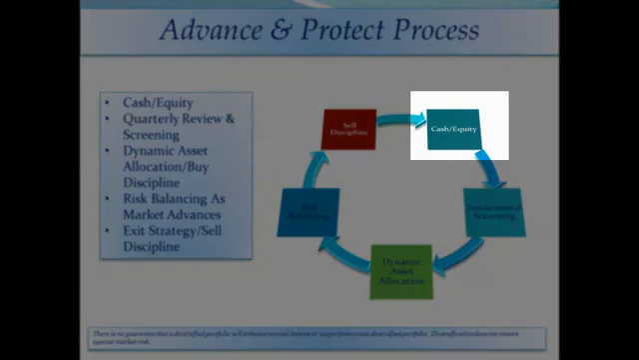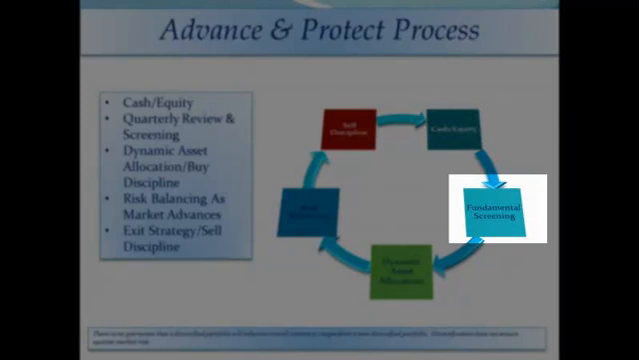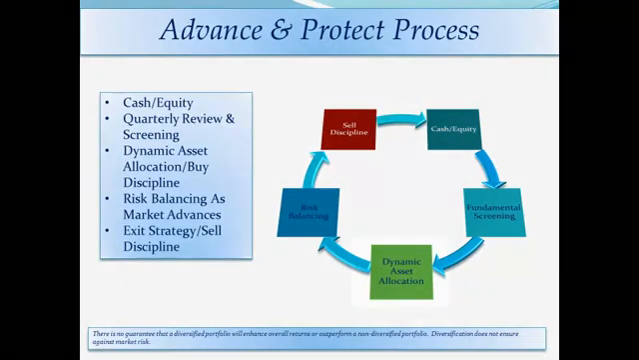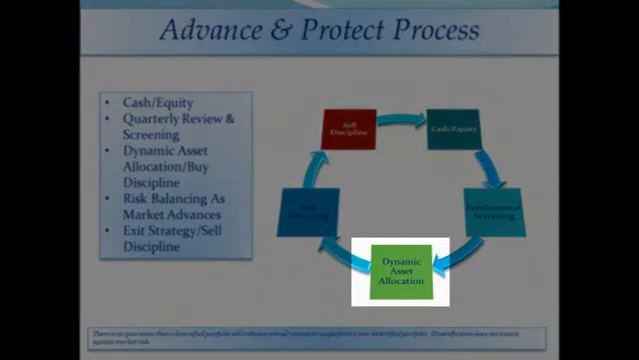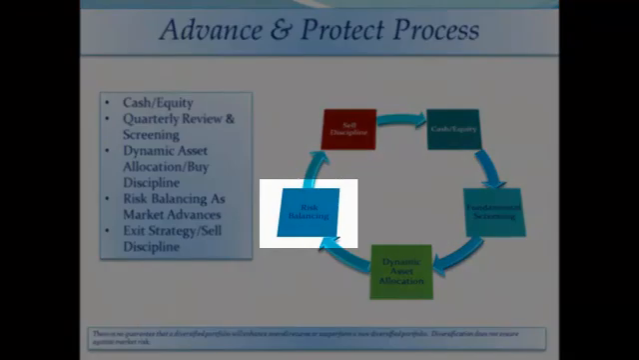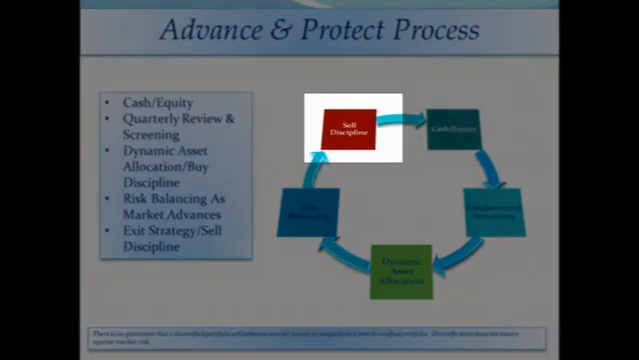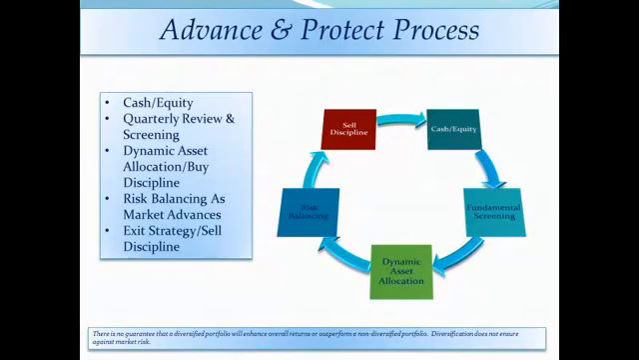We start the process with our cash or equity positions. Then each quarter we run our fundamental filters to make sure we have the best holdings in the portfolio. The computer model then determines when to buy each holding and how much to buy using dynamic asset allocation. As the market cycle advances, the computer model will balance risk by trimming some positions and adding others. And then when the market cycle turns negative, the computer model will issue sell signals and we liquidate those positions and the process starts all over again.